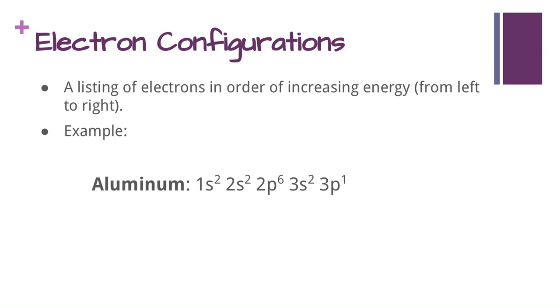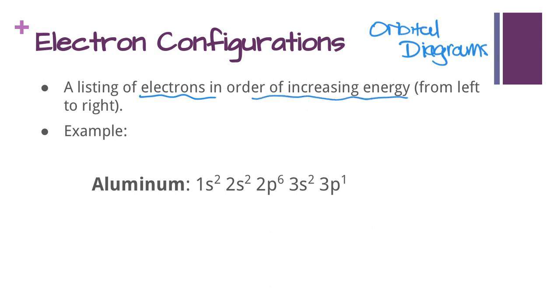In this video, we're going to take a look at electron configurations, what they are, and how to write them. An electron configuration is basically the same as our orbital diagrams that we saw in our last video. But in this case, it is simply a listing of the electrons in order of increasing energy from left to right. So it's a listing of electrons, what orbitals they're in, and how many electrons are in those total orbitals.